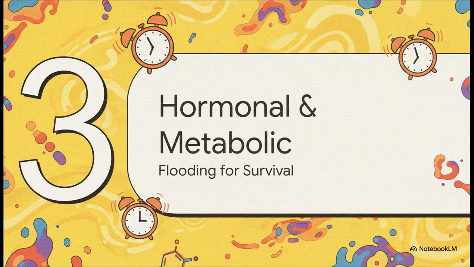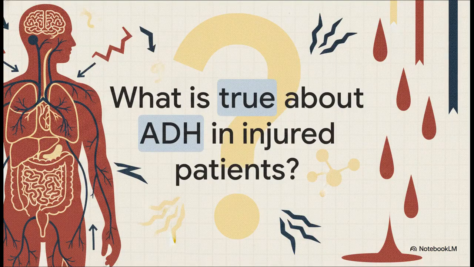Let's jump to Section 3, hormonal and metabolic shifts, or as I like to call it, flooding the system for survival. You know, the body ruthlessly prioritizes which organs get blood during a crisis. So, which of the following is true regarding antidiuretic hormone, or ADH, production in injured patients? A. It acts as a potent mesenteric vasoconstrictor. B. It falls to normal in 2 to 3 days. C. It decreases hepatic gluconeogenesis, or D. It's mediated by renin-angiotensin. Think about what ADH actually needs to accomplish during a rapid bleed.